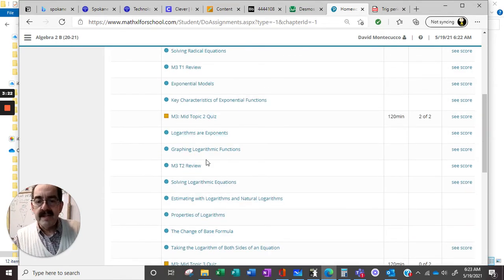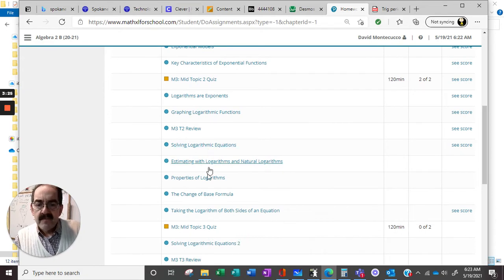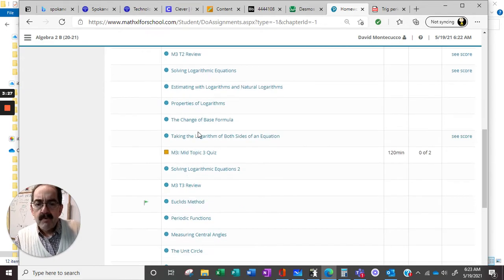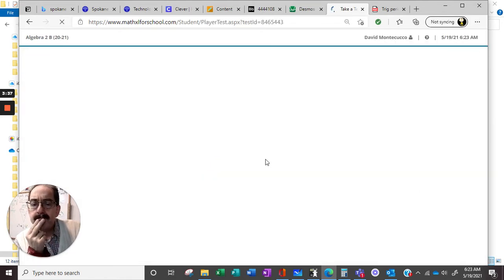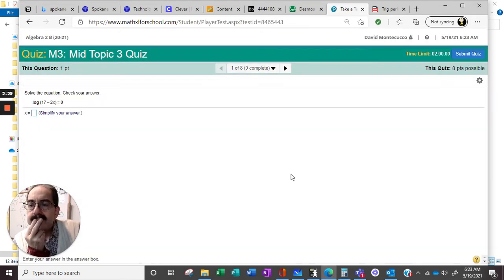You guys did these real well. Solving, estimating, properties of logarithms. Let's try a property of logarithm. Should we try one? Actually, let's just go to the quiz. Let's see what the quiz asks. Solve the equation. Check your answer. The log of 17 minus 2x is equal to.